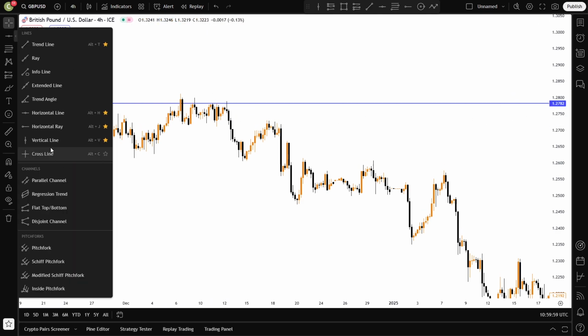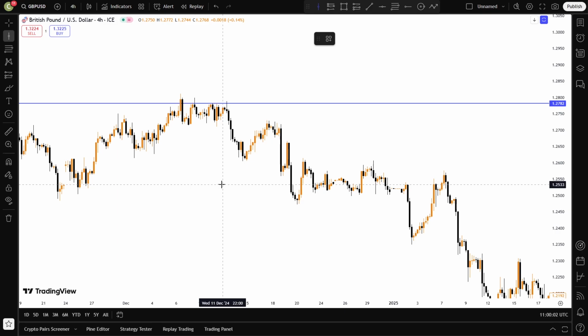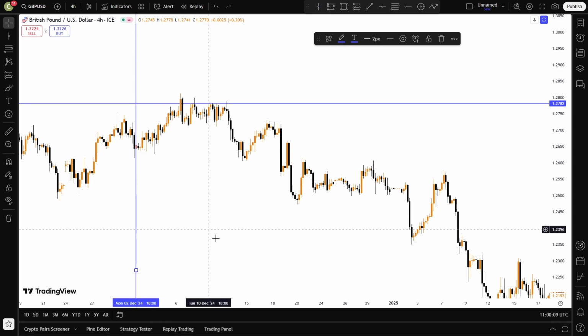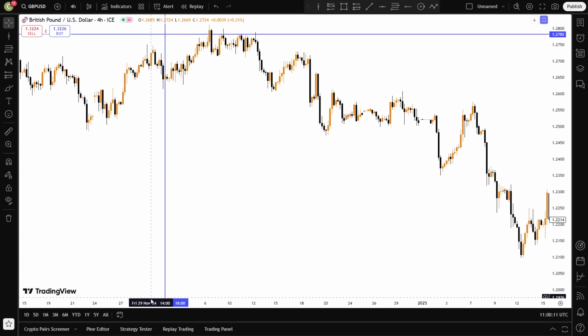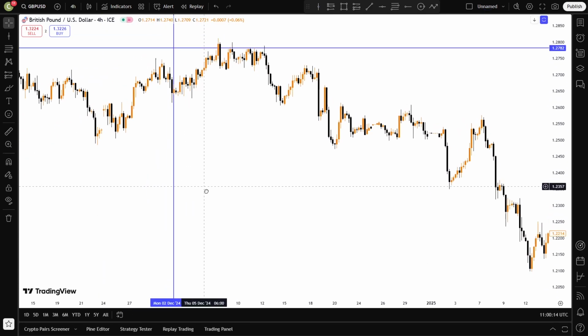Moving on to the next tool, which is the vertical line. The vertical line just creates a vertical line that marks a specific time point. So if I click anywhere on the screen, it creates a line and marks the exact date and the time of the candle it is on.